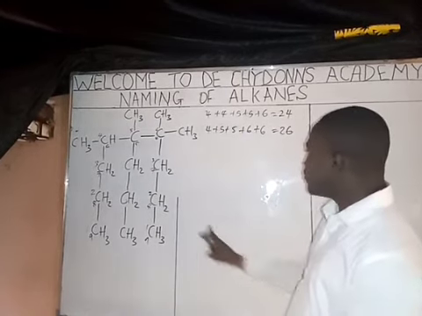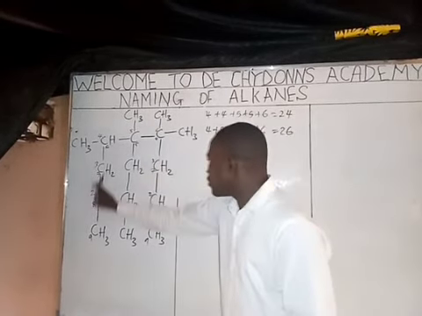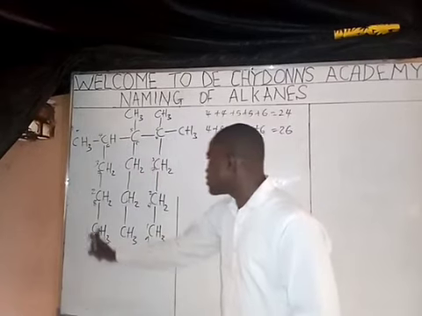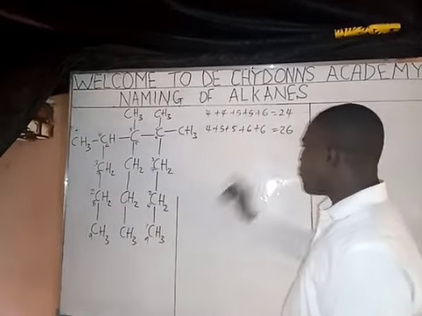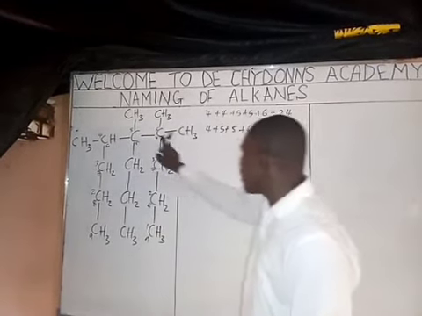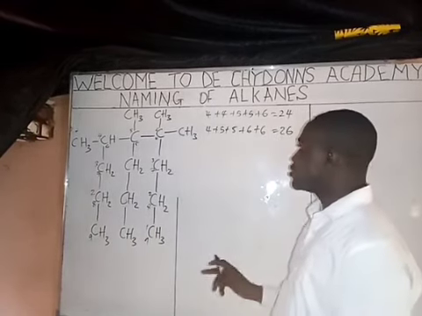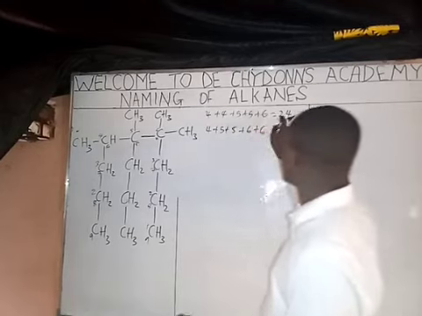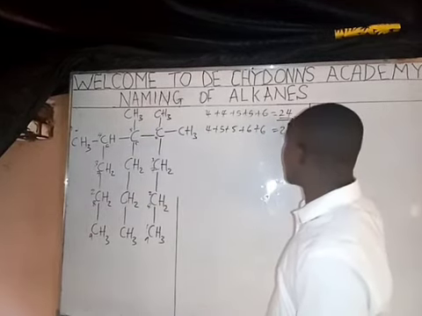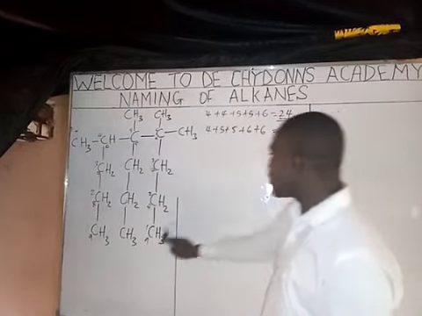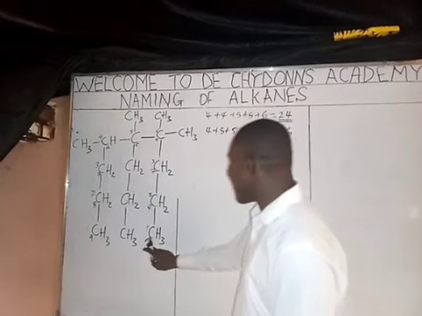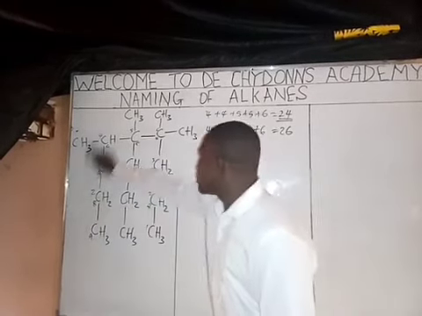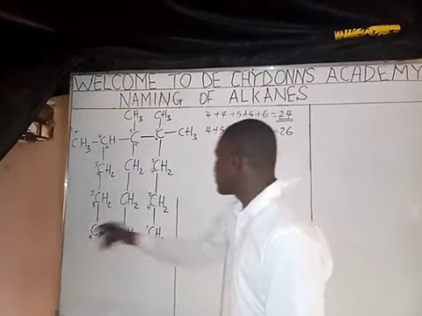You can see that following this route, which is the longest carbon chain, gave us 24, whereas following this route gave us 26. So we say we will follow the one of shorter sum. The one of lower sum gave us 24. So we now say we follow this route. We will not follow this route, instead we follow this route.